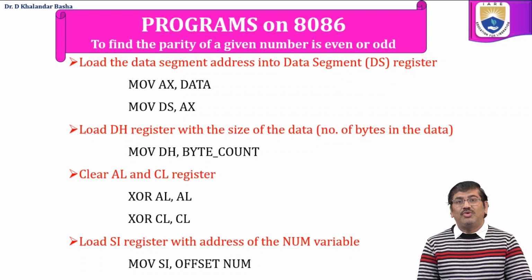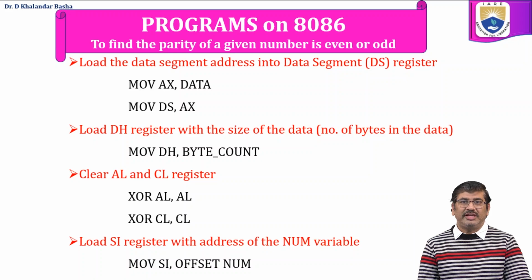Then the number of bytes is going to be loaded into the BH register. Here we are reserving two registers. One is AL. Every time we will fetch one byte, which we are going to store in the AL register. So first we are clearing it: XOR AL, AL.